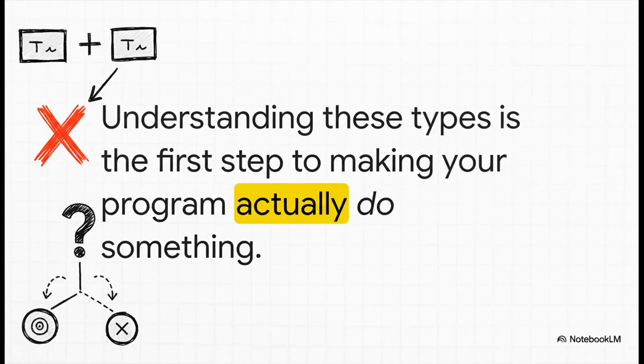And that's because a program can't just add two words together like they're numbers, and it can't check if the number 50 is true. You have to use the right tool, the right box, for the right job. Understanding these types is the absolute number one first step to making your code stop being just a list of instructions and start actually doing something meaningful.